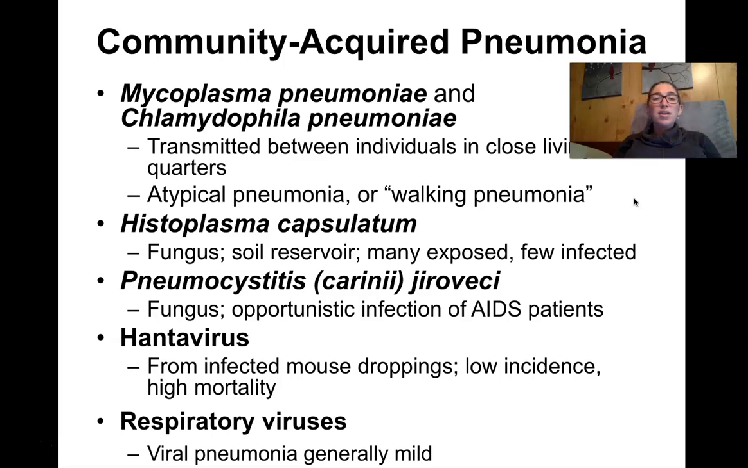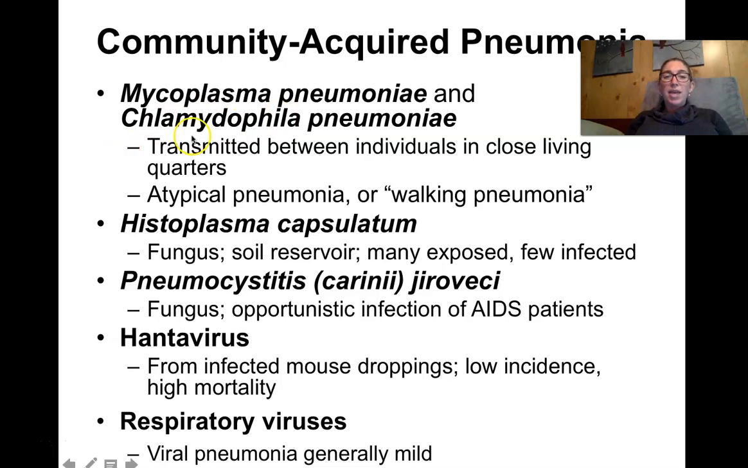There's some others on here. A lot of these are more mild. Some of these here, Mycoplasma pneumoniae and Chlamydophila pneumoniae, are what cause what we call walking pneumonia, a less severe case of pneumonia that people are not hospitalized for. There are some fungi that can cause pneumonia, but they're usually opportunistic.